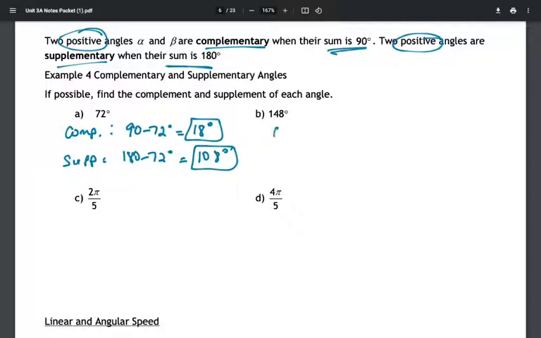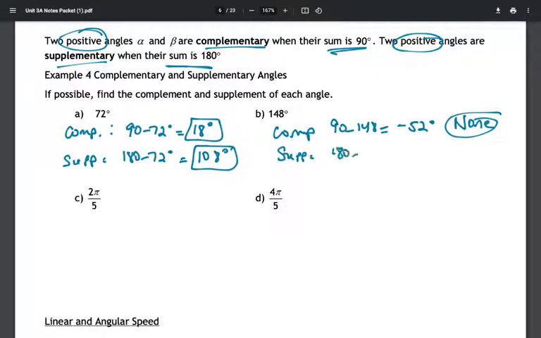148, for complementary, I'm going to do 90 minus 148, which is a negative 52. That's not positive. So we would just say there's no complementary angle. Supplementary would be 180 minus 148. So that's 32 degrees would be supplementary.